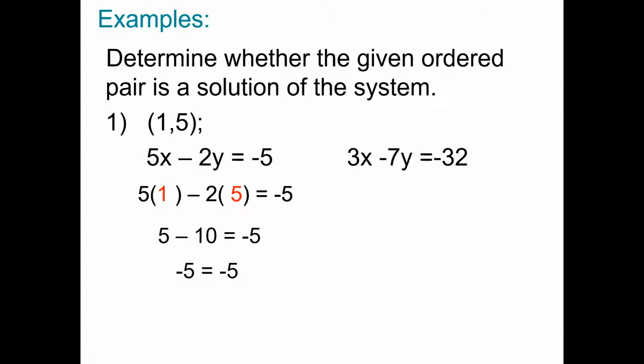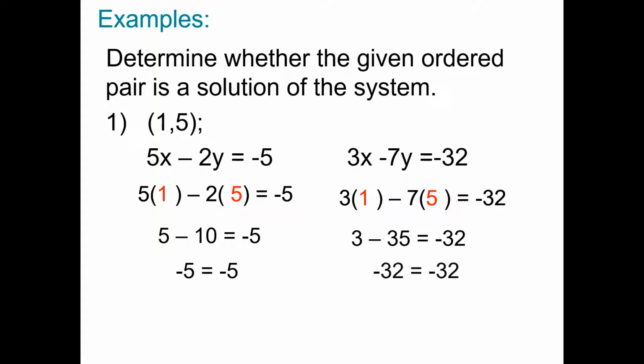Now I've got to check the other equation within the system. So I'm going to plug in 1 and 5 again. I plug 1 in, I plug 5 in, and I get 3 minus 35. Well, 3 minus 35 is indeed negative 32. Negative 32 is negative 32. So yeah, this totally works as a solution to both equations. Therefore, (1, 5) is a solution to the system.